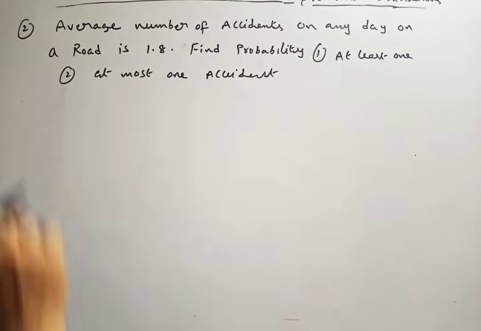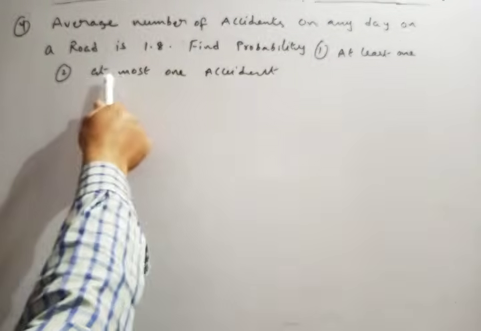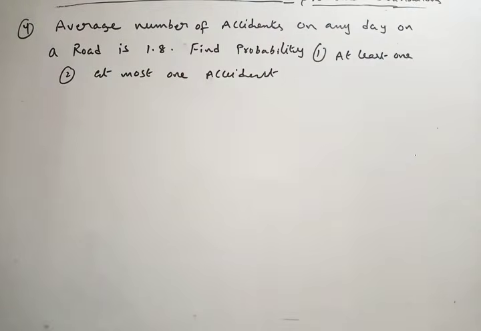See the next problem. The average number of accidents on any day on a road is 1.8. Find the probability of at least one accident and at most one accident.